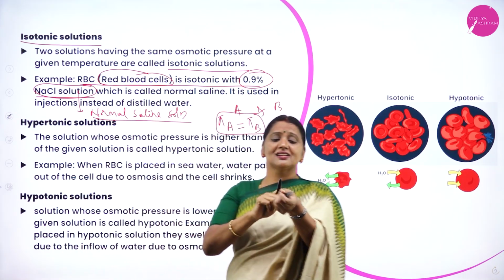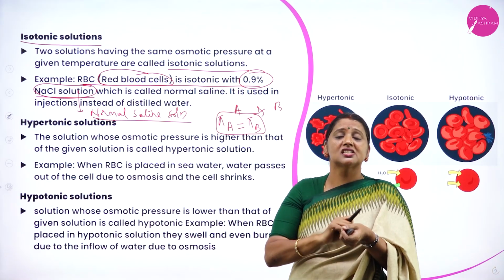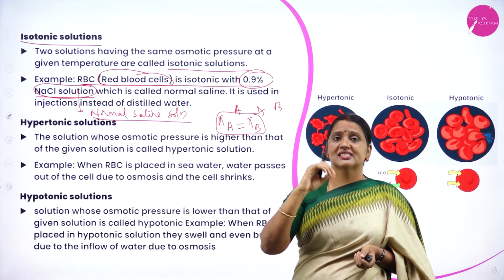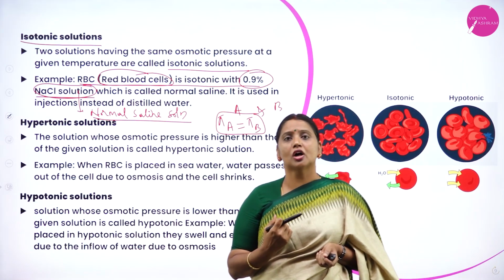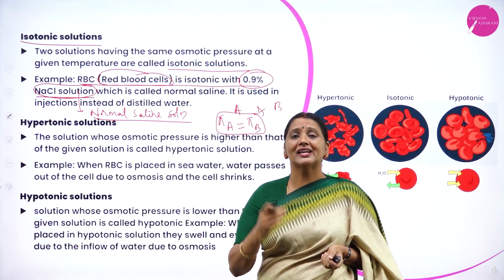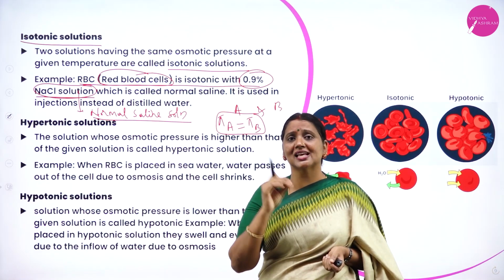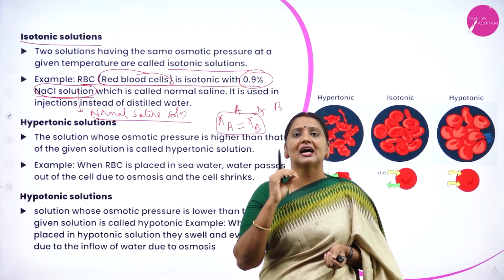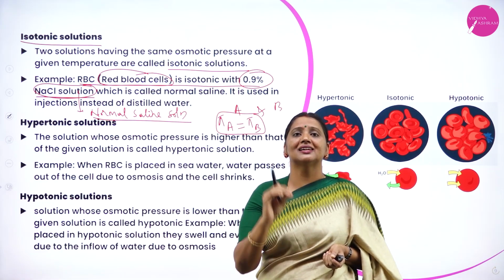That's why in intravenous injections, instead of distilled water, the injections are dissolved in normal saline solution. Why are injections dissolved in normal saline solution? Because normal saline solution is isotonic with RBC, red blood cells.